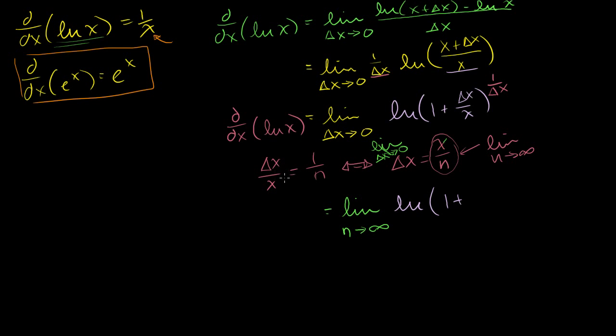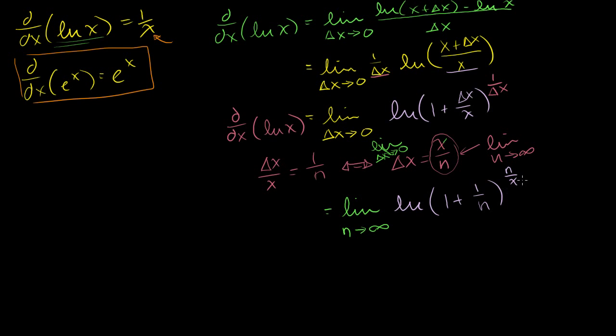Now, I said that instead of delta x over x, I made the substitution that that is equal to 1 over n. So that's 1 plus 1 over n. And then what's 1 over delta x? Well, delta x is equal to x over n. So 1 over delta x is going to be the inverse of this. It's going to be n over x.